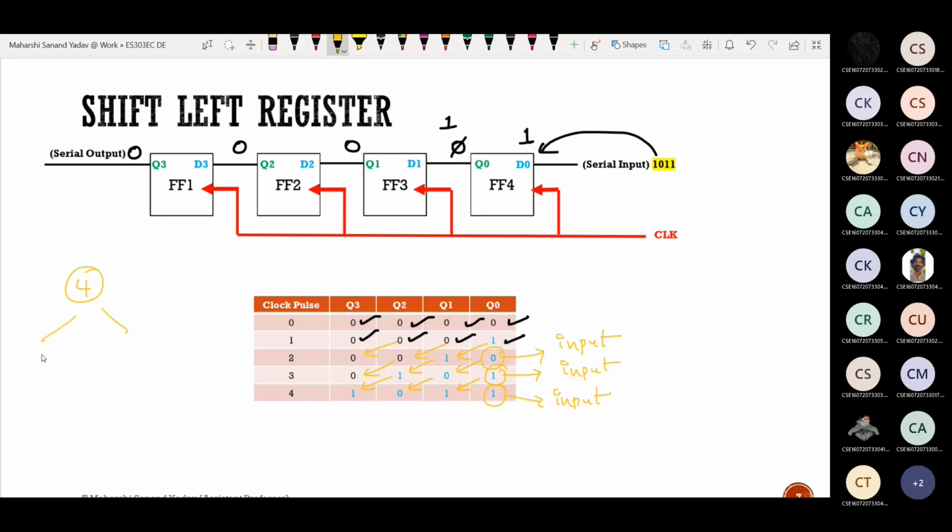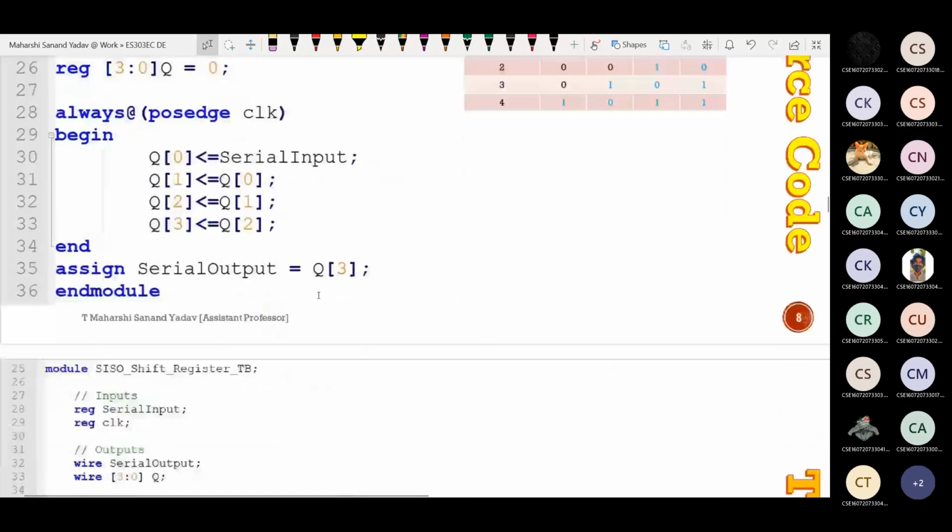So shift right and shift left is same, but try to understand the diagram. Shift right, next is shift left. As it is 4 bit, I'm making you the 4 flip-flops. So this is all about serial in, serial out, and Verilog code is not there for you.